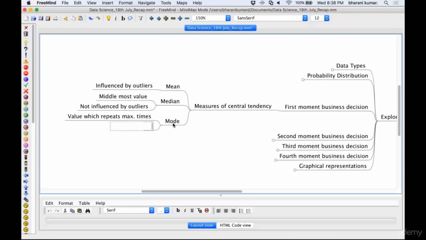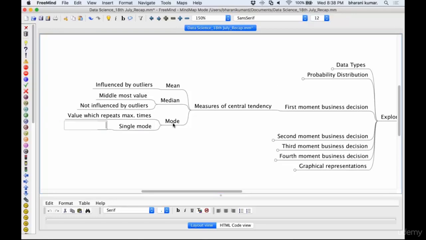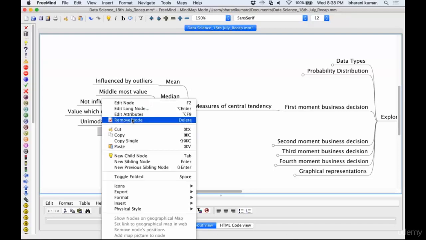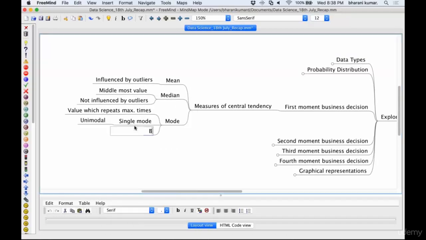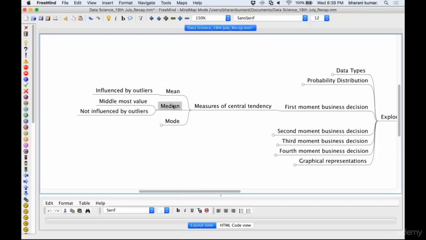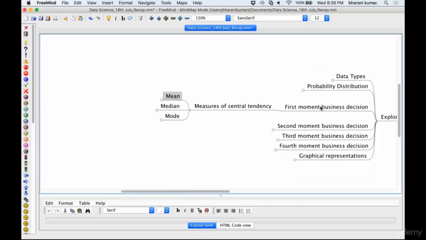If you have a single mode, it is called as unimodal, right? And we have also discussed about bimodal. If you have two modes, if you have more than two modes, it's called as multimodal. We will anyways look into these descriptions or implementation of this in the real world at a later point of time.